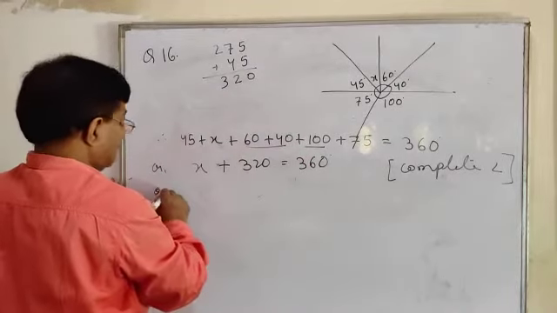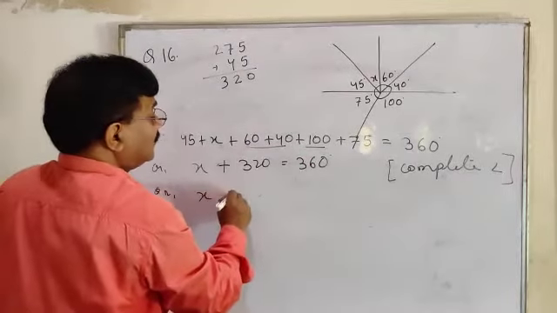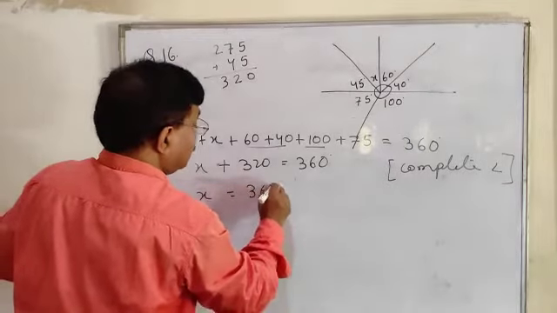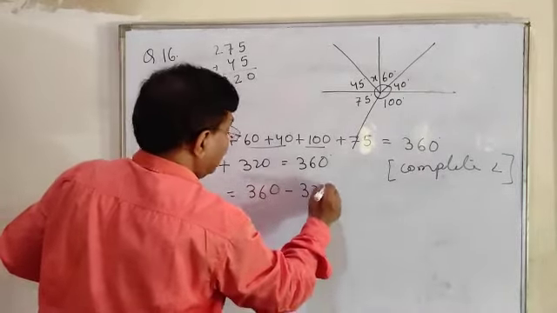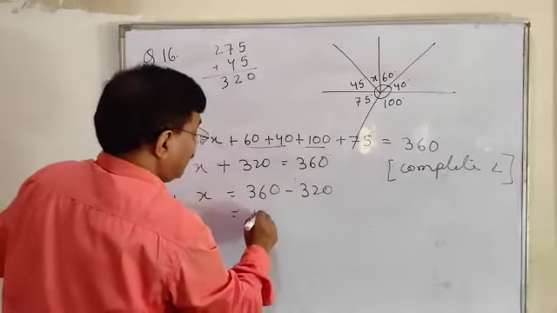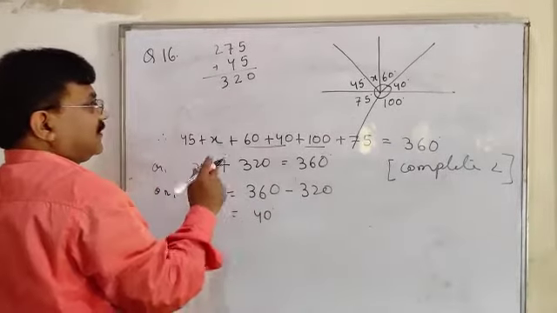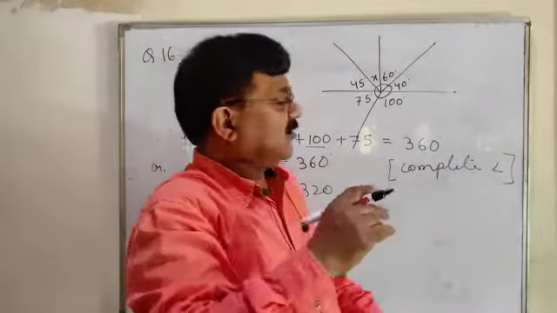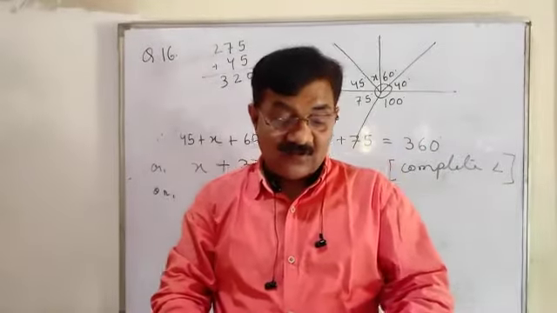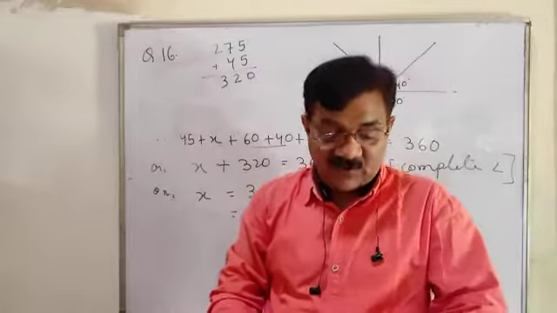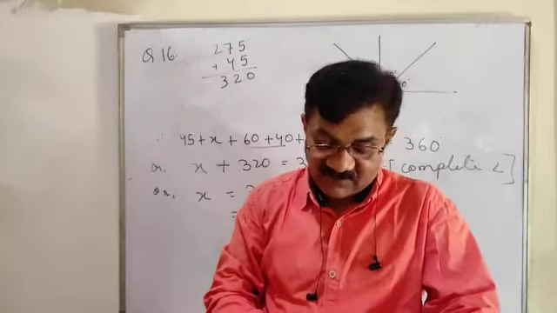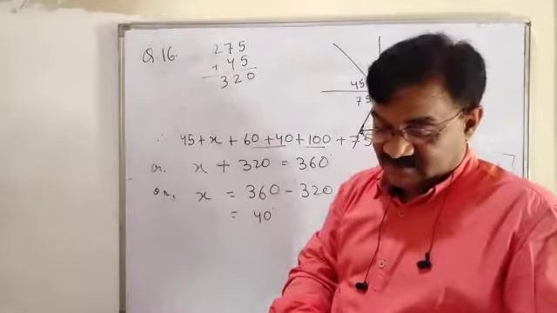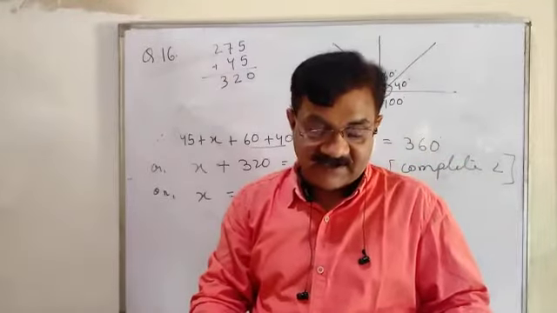Now x is equal to 360 minus 320 degrees. It means 40 degrees. So the value of x will be 40 degrees. So dear children, the answer to question number 16 is 40 degrees.